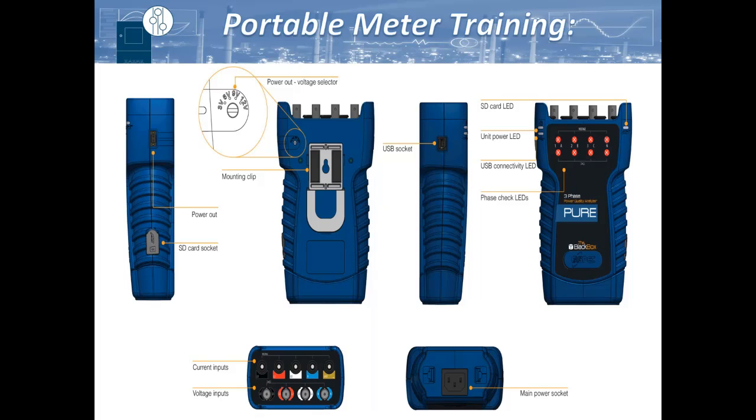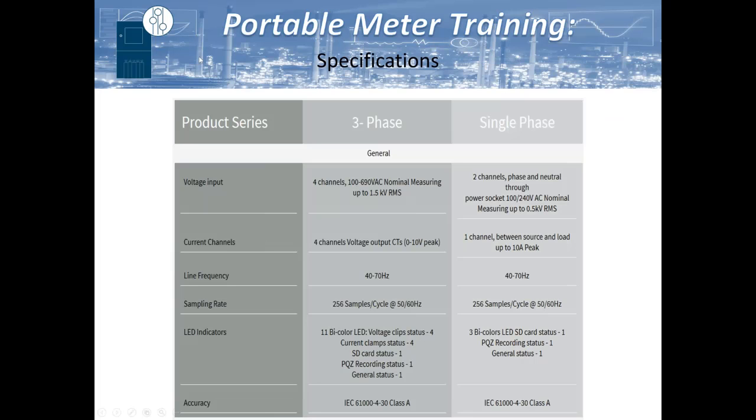Next slide, please. These are just a couple of screenshots of the side-by-side comparison of the specifications between the three-phase and the single-phase meter. I already went over the single-phase. They're good for 40 to 70 hertz line frequency. Both of them are 256 samples per cycle, 50 or 60 hertz. They're both IEC 61000 Class A power quality meters.